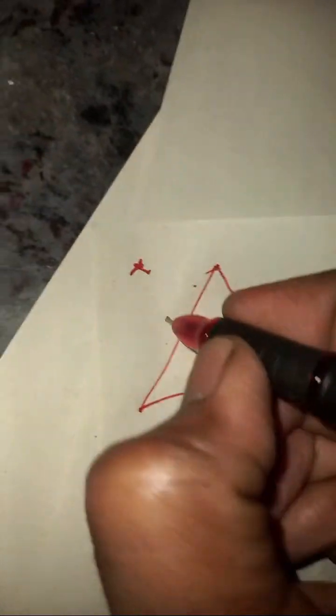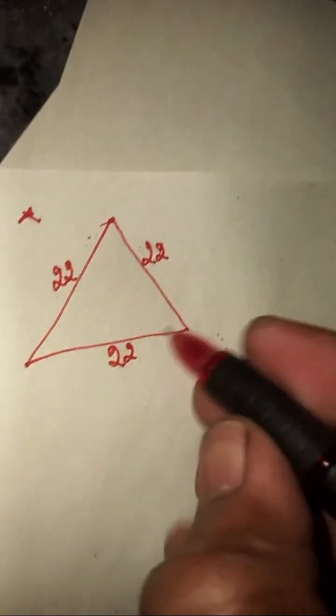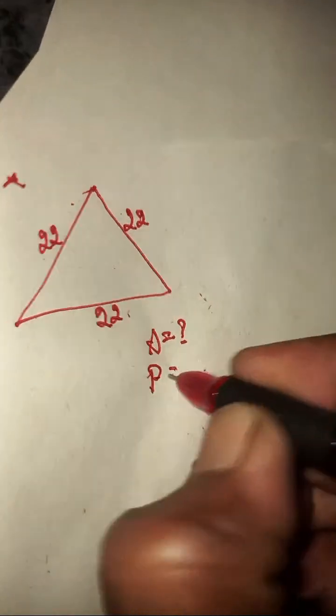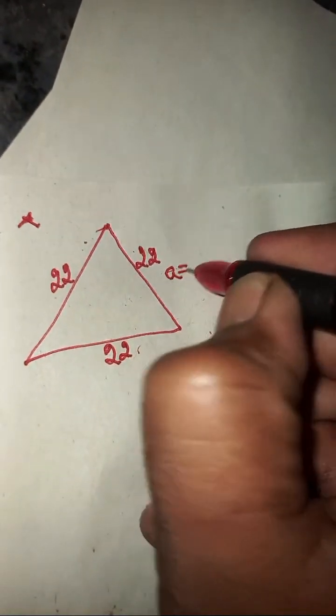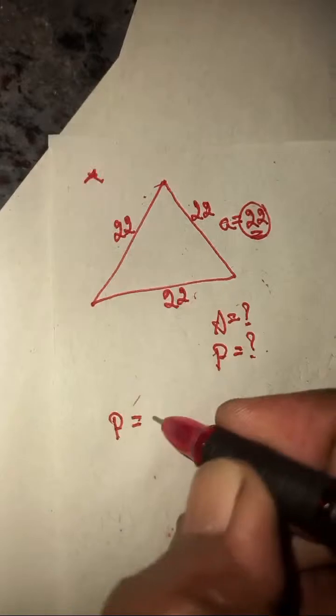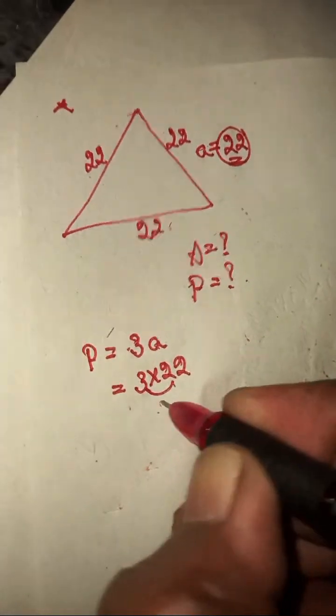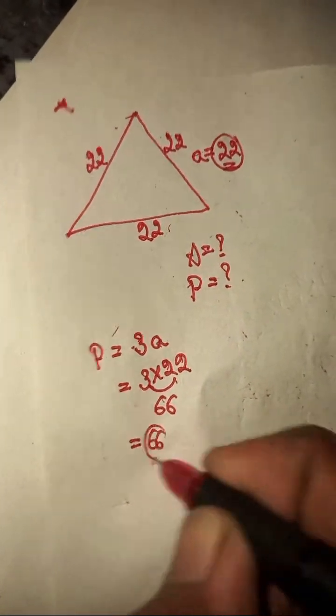Here I start by taking a triangle. This triangle has 22 units as the side length. All sides are 22 units. You're going to get what's the area and what's the perimeter of this triangle. Side length is 22 units. You can write perimeter as 3 times the side length, that is 3 times 22 units, which becomes 66 units.